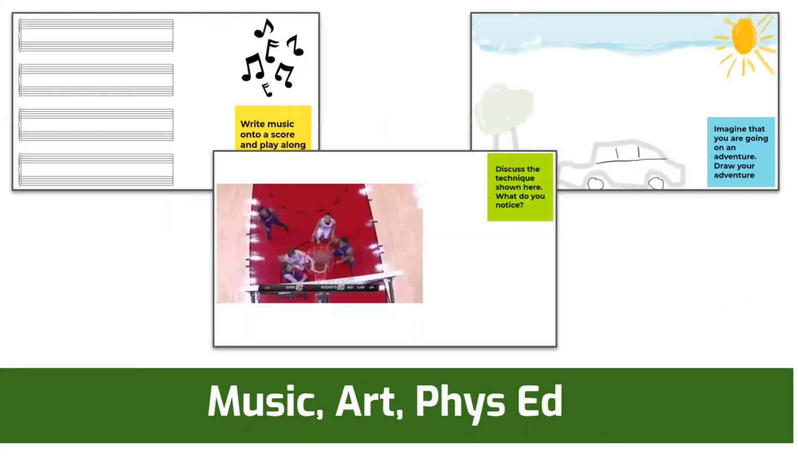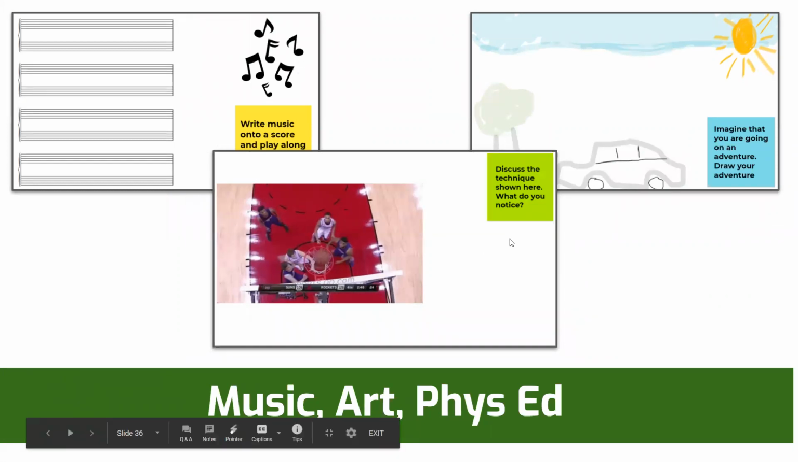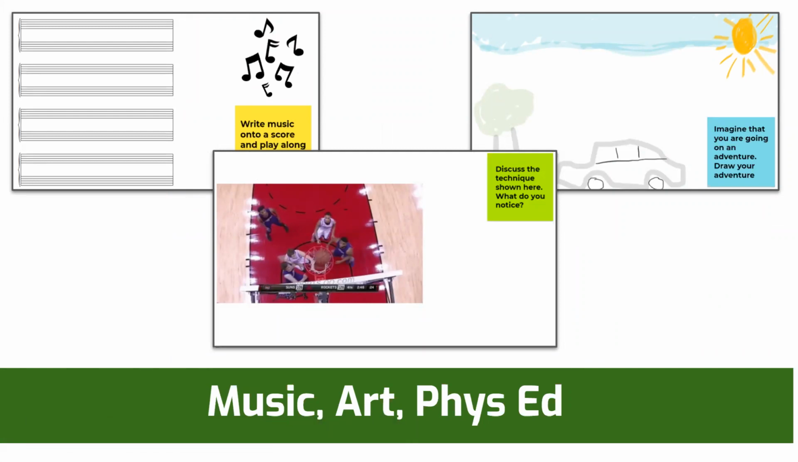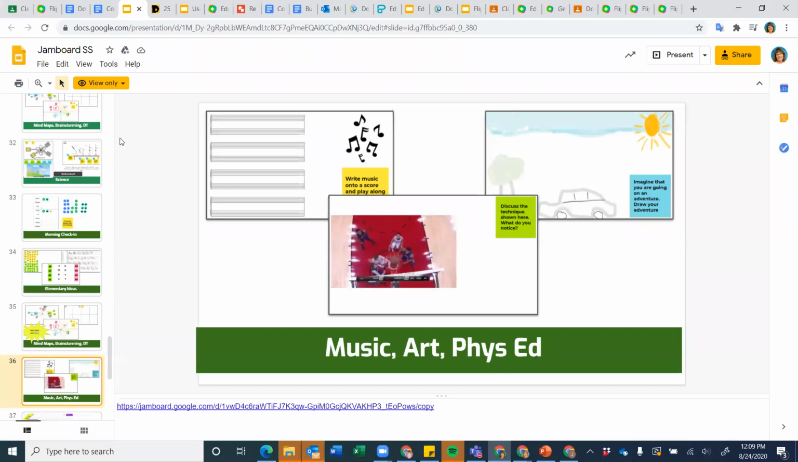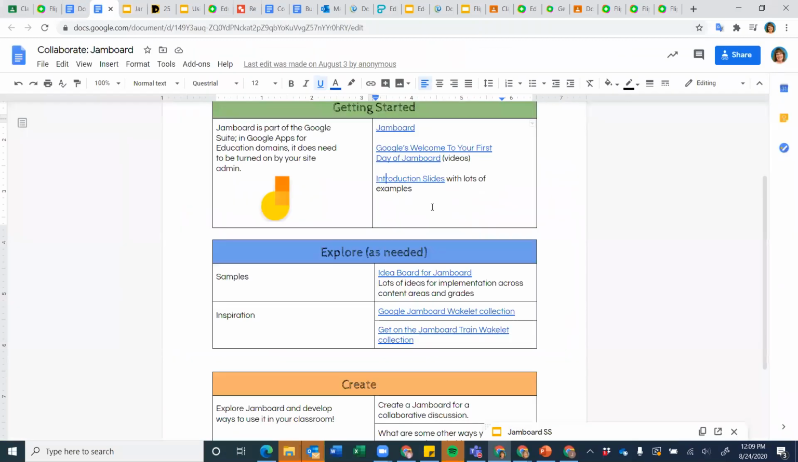And then as we keep going, look at this: music, art, PE. I love this PE example. That's the technique shown here. What do you notice? I just think it's a great way to drop an image in and be able to have that conversation and have that information. And so those are all examples in the slides that are linked, introduction slides under the Getting Started for Jamboard.